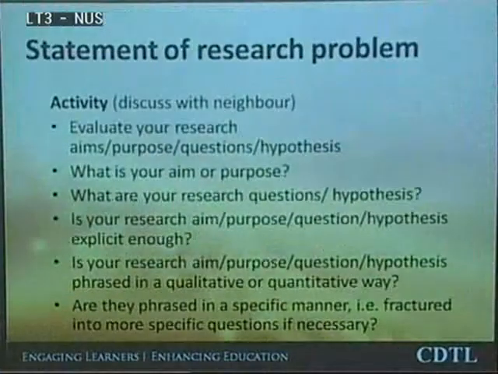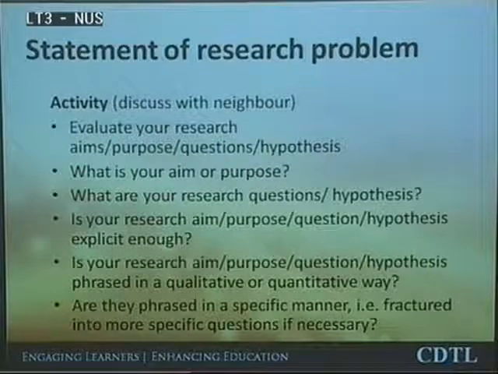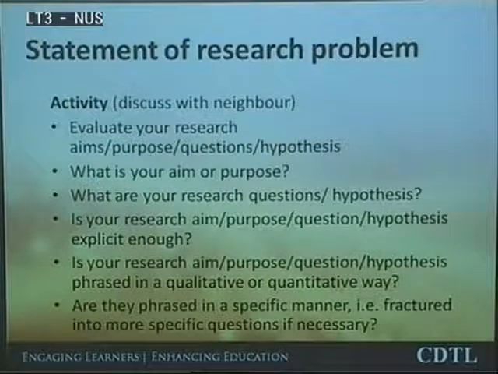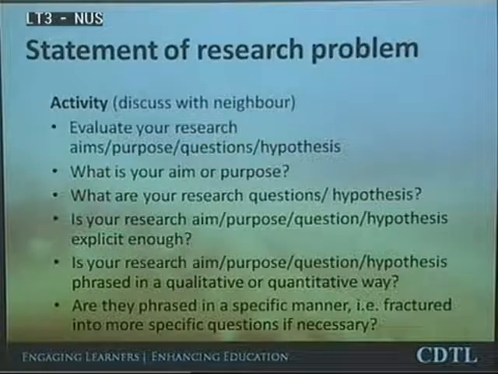I want you to look at the last line here. Are they phrased in a specific manner? Okay, the word here is specific. Sometimes we phrase our research question or even our hypothesis in a very general way that's very difficult for us to put a handle on it, a finger on it. So in other words, you really have to be specific about the way you put your research question. If it's too broad, too general, you're not hitting anything.